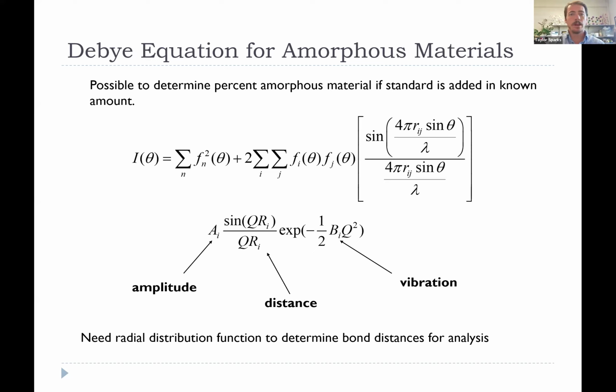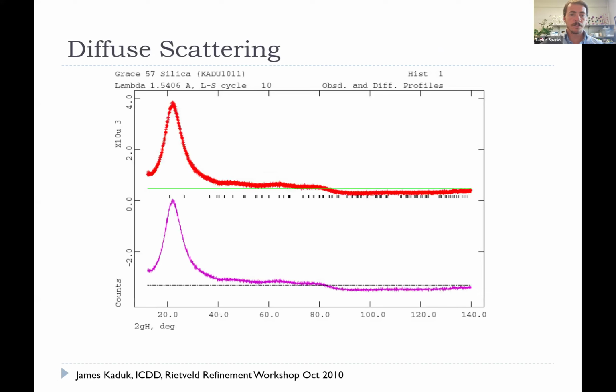Something that, when I first learned about this back in 2010, they were saying, yeah, it exists, but nobody really uses it. I'm seeing this all the time in the literature now. So people are increasingly trying to extract information from amorphous materials using the Debye equation, okay?